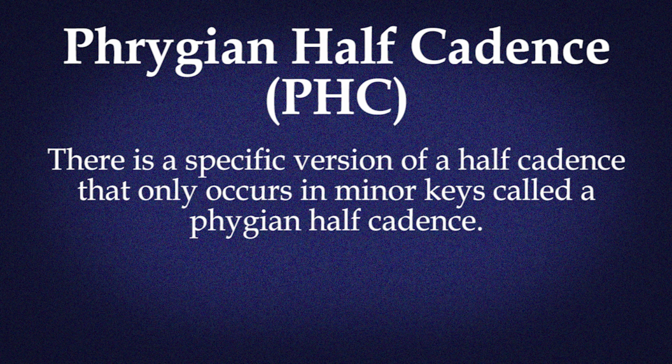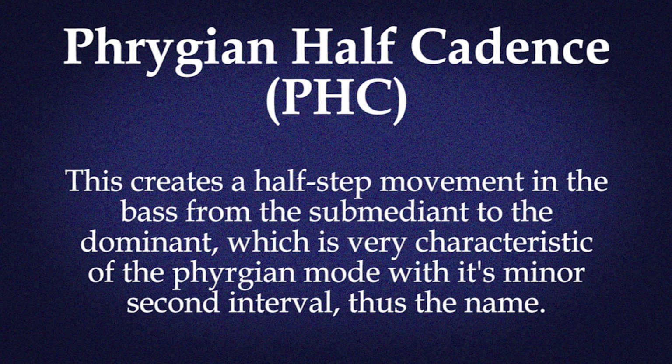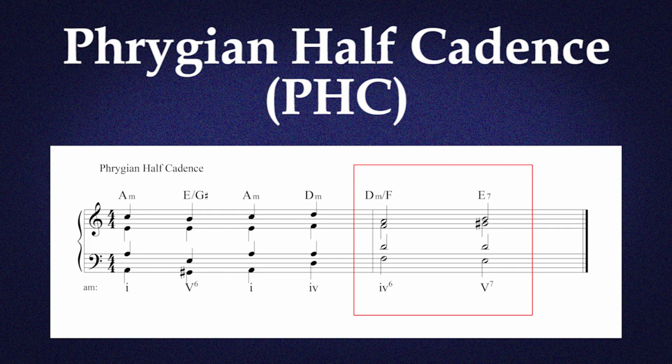There's a very specific version of a half cadence that only occurs in minor keys called a Phrygian half cadence. A Phrygian half cadence uses a first inversion minor subdominant followed by the root position dominant chord. This creates a half-step movement in the bass from the submediant to the dominant, which is very characteristic of the Phrygian mode with its minor second interval, thus the name.